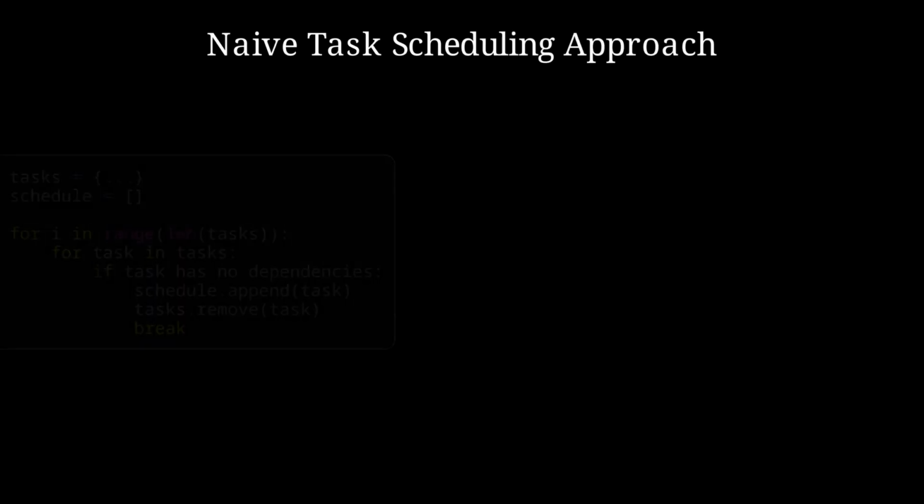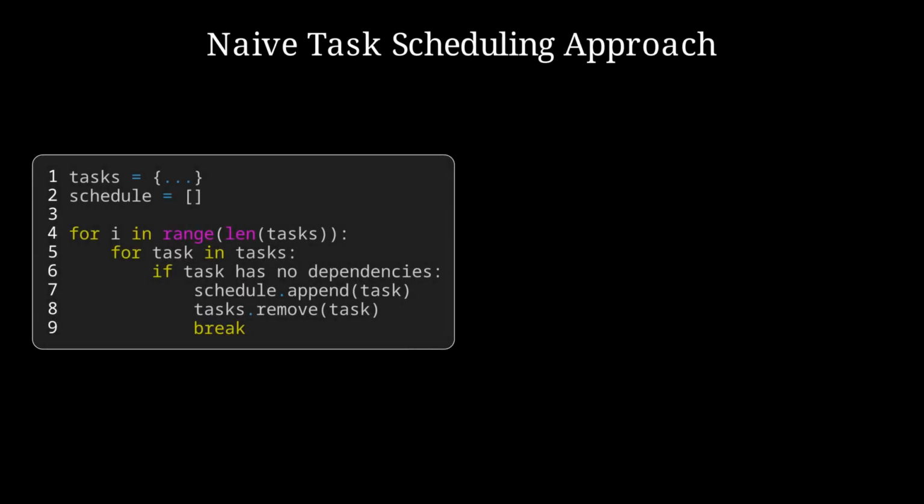For this naive approach, let's take a look at what the pseudocode may look like. If given a set of tasks, at each step in time, we are searching for a task with no predecessors. As for the time complexity of this approach, skipping over some details, this would be big O of n squared, where n is the number of tasks.